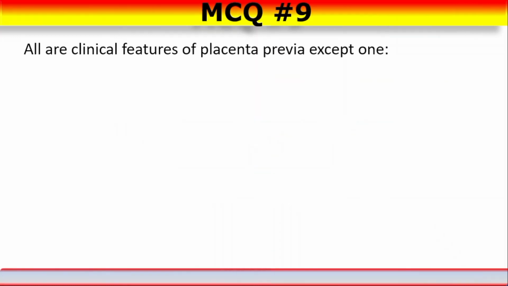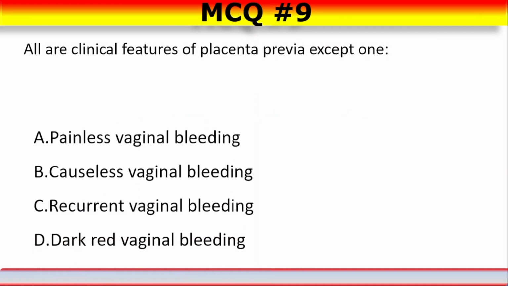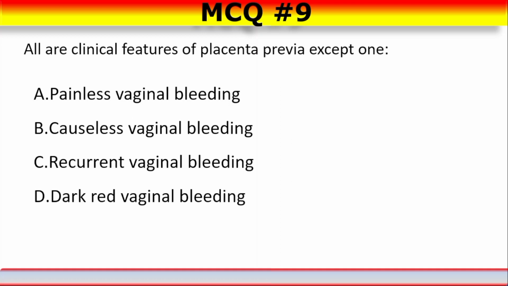Question number 9. All are the clinical features of placenta previa except one. A. Painless vaginal bleeding. B. Causeless vaginal bleeding. C. Recurrent vaginal bleeding. D. Dark red vaginal bleeding.